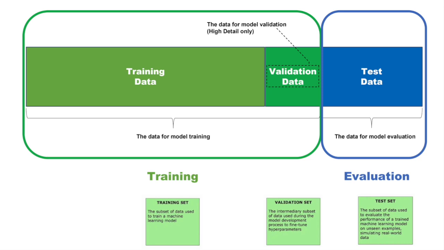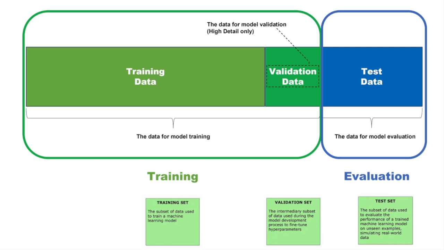Next to the training, we have the validation set. This is a smaller portion of the training set used during the training to fine-tune the model hyperparameters, like the learning rate, the number of layers, and the dropout rate. And it helps us decide when to stop training and avoid overfitting.